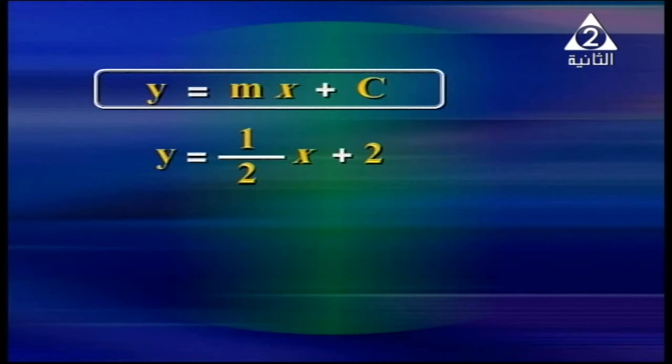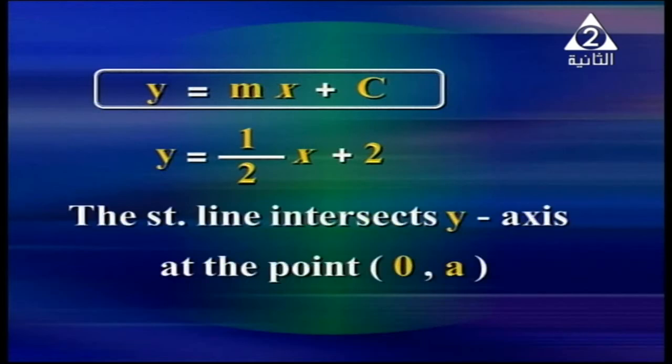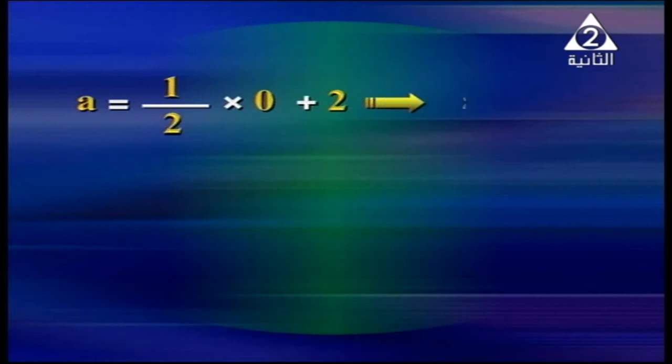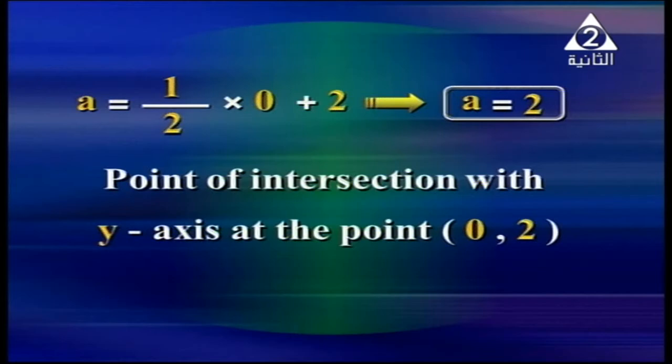Then what about the straight line? The straight line intersects the y-axis at a point (0, a). As the point is lying on the y-axis, the value of x will be 0. Then by substituting, a equals half times 0 plus 2. In this case, we can find that the value of a will be 2. Then the point of intersection with the y-axis will be (0, 2).